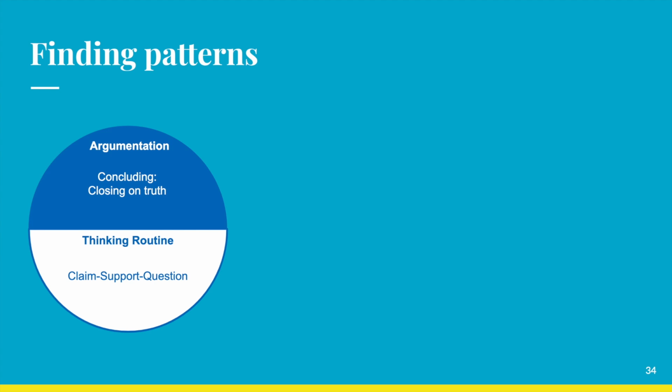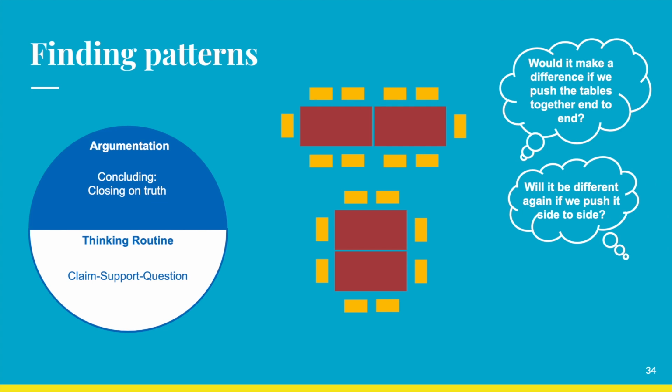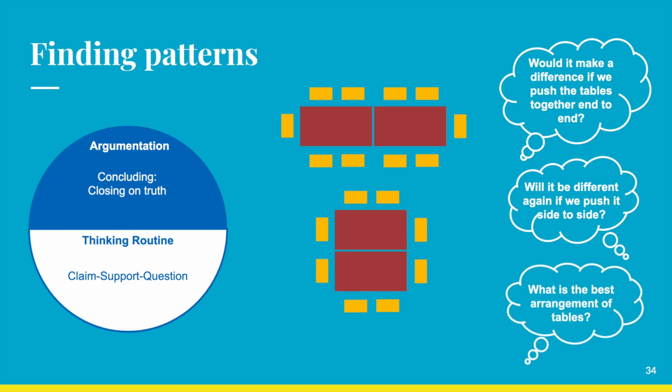So we can then extend this investigation activity by asking further questions that get them to consider other scenarios. The students will still be using the claim support question routine, but in this instance they are considering counter-arguments, such as, would the seating be different if the tables are pushed end to end or side to side? They will then be asked to reconsider their argument and see which arrangement will maximize seating. So this is a good routine to extend their thinking by applying what they already know into different scenarios.